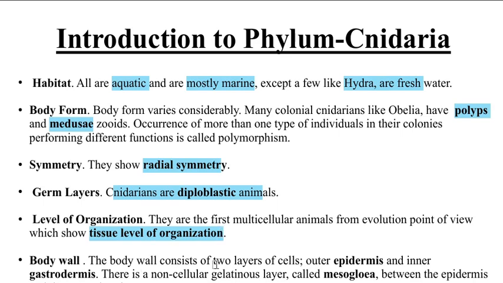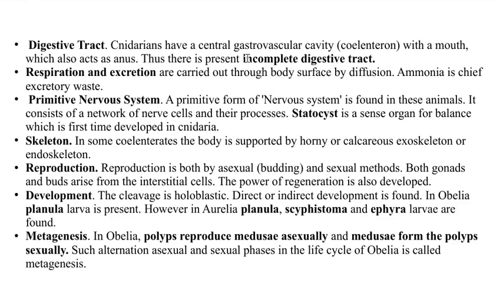Body wall. The body wall consists of two layers, the outer epidermis and the inner gastrodermis, and in between epidermis and gastrodermis a non-cellular layer is also present called mesoglea. Digestive tract. They have an incomplete type of digestive tract. That means the mouth and anus have a single opening. They have a gastrovascular cavity. That's why they are also known as coelenterates, because they have a coelenteron.